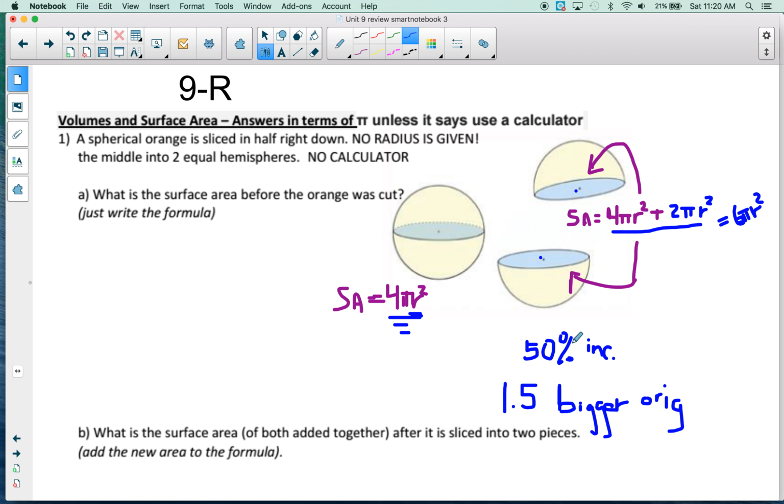So wording and grammar makes all the difference when being asked a question in math. You have to understand, are they asking me how much more is it? Or are they asking me how much is the new one compared to the old one? So these three are all true. It's a 50% increase, it's 1.5 times bigger, and it's 150% the size of the old one because it starts off as the same size and then increases by 50%.